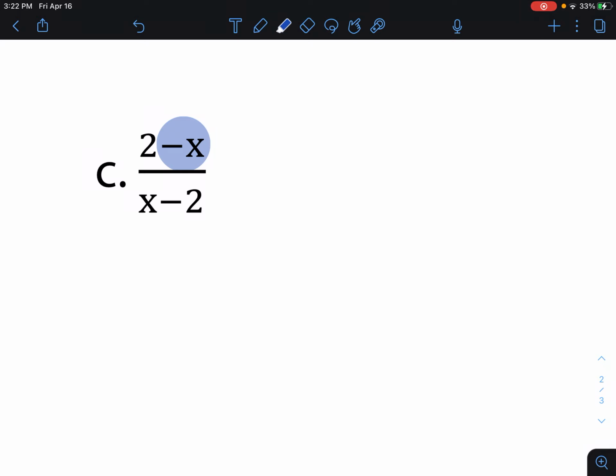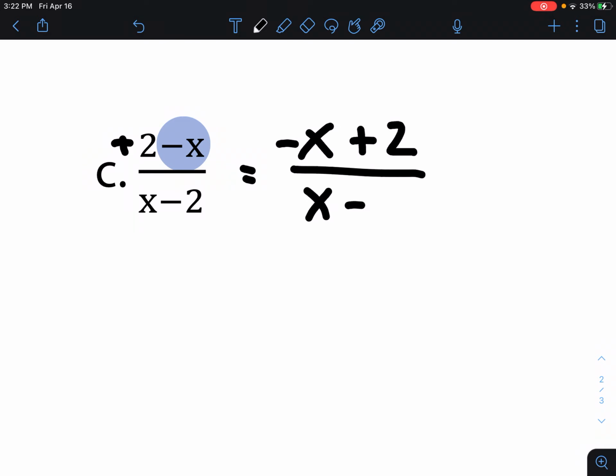I need to move the -x in front of the +2. Okay, so that's one thing to remember. This is a +2. So it's going to become -x plus 2 over x minus 2. And you might be wondering, how the heck am I going to be able to cancel or eliminate something here? Because they look completely different.